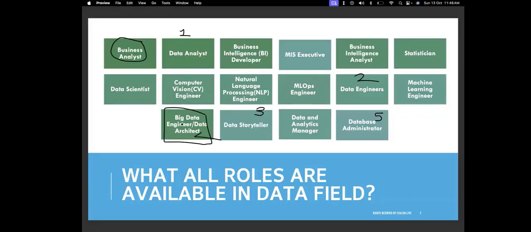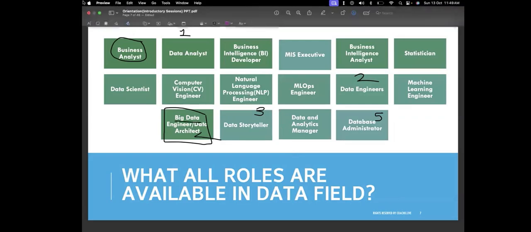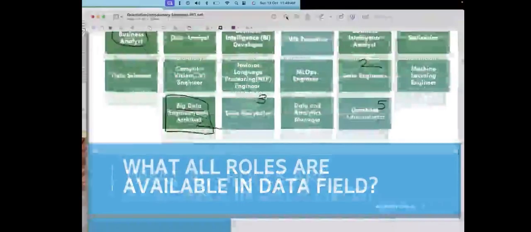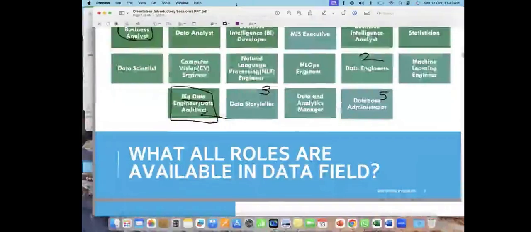Everyone, do you know what is big data? Are you aware of what big data is? Okay, let me tell you. Let's come to one old example of ours.